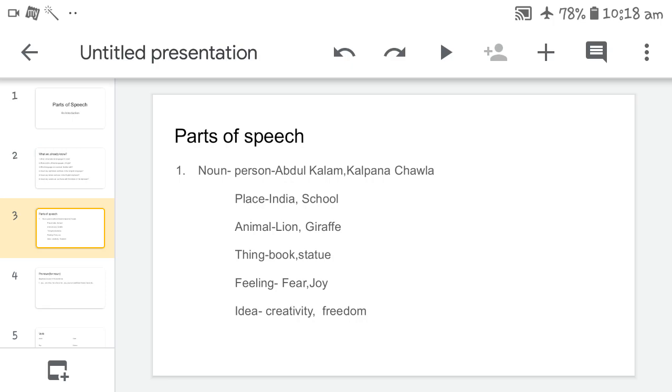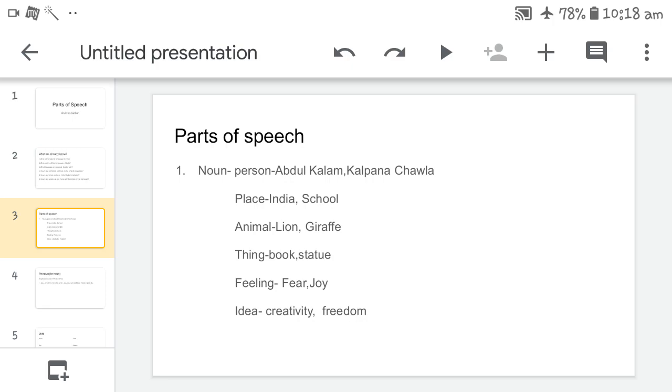Examples of persons: Abdul Kalam, Kalpana Chawla, your name, my name, and it goes on. Places like India, school, library, museum. Animals: lion, giraffe, cat, and so on. Things: book, statue, pen, box, table, and so on. Feelings like fear, joy, pain, and so on.